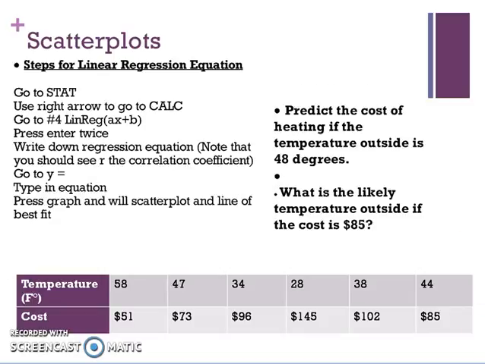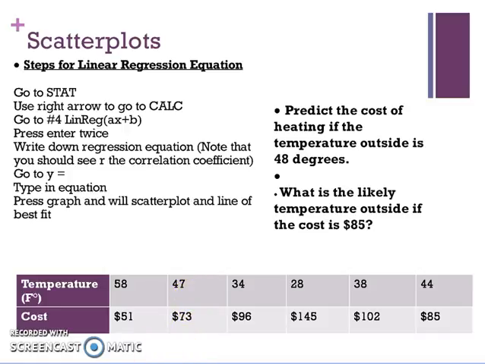All right, so now I'm going to use that same information to find my linear regression equation. Then I'm going to use that to predict the cost of heating if the temperature is 48, and what's the likely temperature outside if the cost is 85. So two different questions we've got here. Keep in mind, 48 is close to 47, right? But it's not exactly in my table. So that's why we're using this line of best fit.